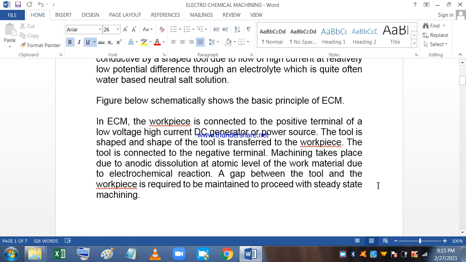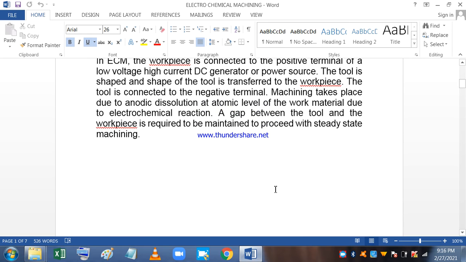The figure below schematically shows the basic principle of ECM. In ECM, the workpiece is connected to the positive terminal of a low voltage, high current DC generator or power source. The tool is shaped, and the shape of the tool is transferred to the workpiece. The tool is connected to the negative terminal. Machining takes place due to anodic dissolution at the atomic level of the work material due to electrochemical reaction. A gap between the tool and the workpiece is required to be maintained to proceed with steady-state machining.